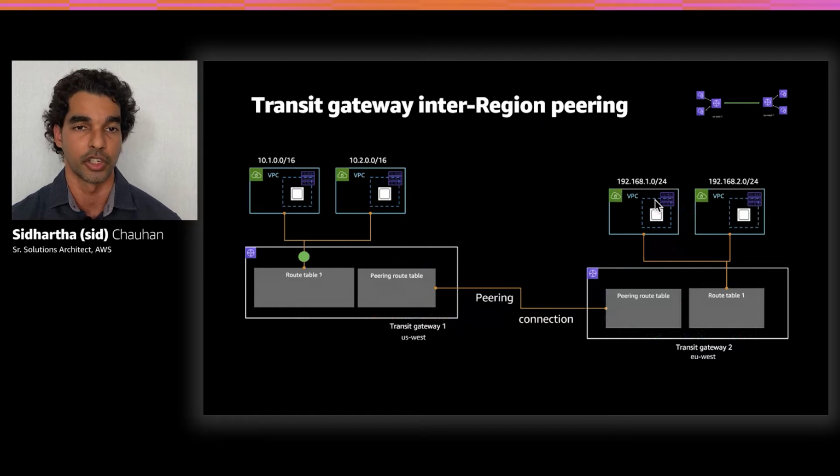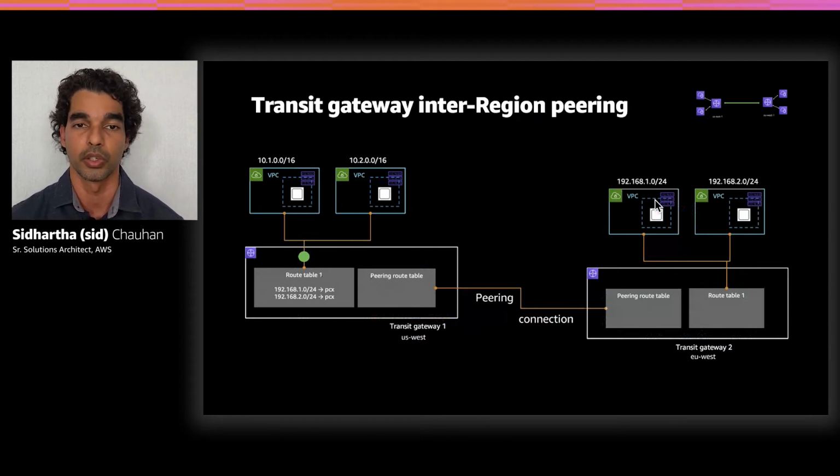Now, this is legitimate traffic which is destined to the remote region VPCs. So I want to route this traffic over the peering connection. So I add a routing rule. It says, hey, if your destination is 192.168, which is my remote CIDR range, next hop is the peering connection.